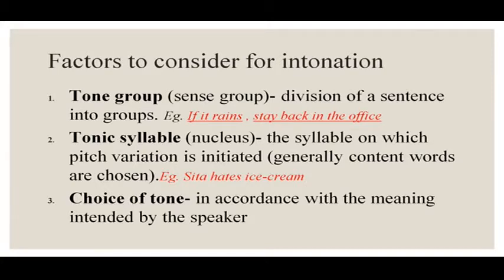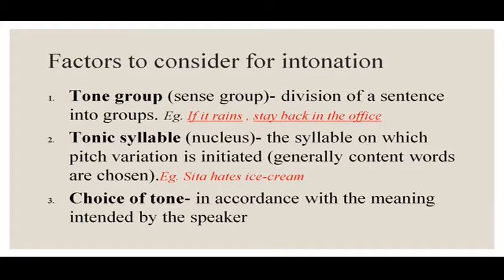Next is the choice of syllable on which the pitch movement has to be initiated. So once the sentence is divided into tone groups, the speaker has to choose one syllable in a tone group on which the pitch movement will be initiated. Please remember that normally content words are selected for pitch variation. The syllable on which a pitch movement begins is called the nucleus of the tone group. It is also called the tonic syllable. Please remember that the choice of nucleus will depend upon the meaning that the speaker wants to convey.